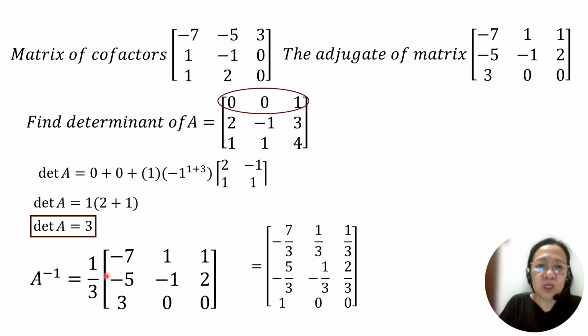So 1/3 times negative 7 is negative 7/3. 1/3 times 1 is 1/3. 1/3 times 1 is 1/3. 1/3 times negative 5 is negative 5/3. 1/3 times negative 1 is negative 1/3. 1/3 times 2 is 2/3. 1/3 times 3 is 3 over 3 or 1. 1/3 times 0 is 0. And 1/3 times 0 is 0.